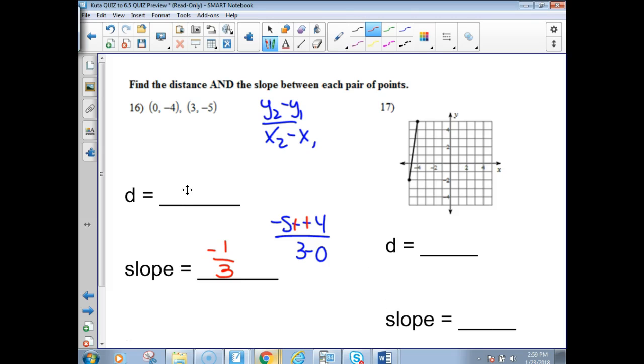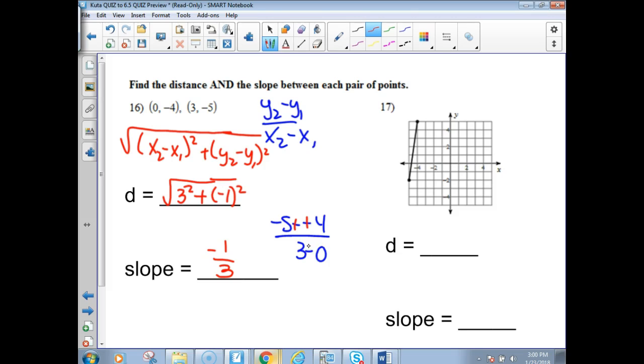Okay. The distance formula is the square root of: you're supposed to subtract your x's and square the results, and subtract your y's and square the results. Well, didn't we just subtract our x's? We already did this, right? And we got 3. So let's use it. Square root of 3 squared plus, we already subtracted our y's too. We did this part. We got -1. So use it. 3 squared plus -1 squared. That would be the square root.